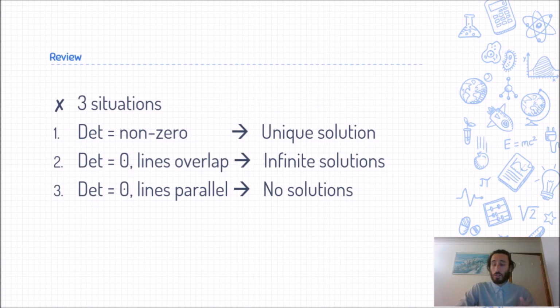First situation, the determinant is non-zero, then we have a unique solution. Second situation, the determinant is zero, lines overlap. There are infinite solutions, we call that dependent. Third situation, the determinant is zero, lines are parallel, therefore no solutions, we call that inconsistent.